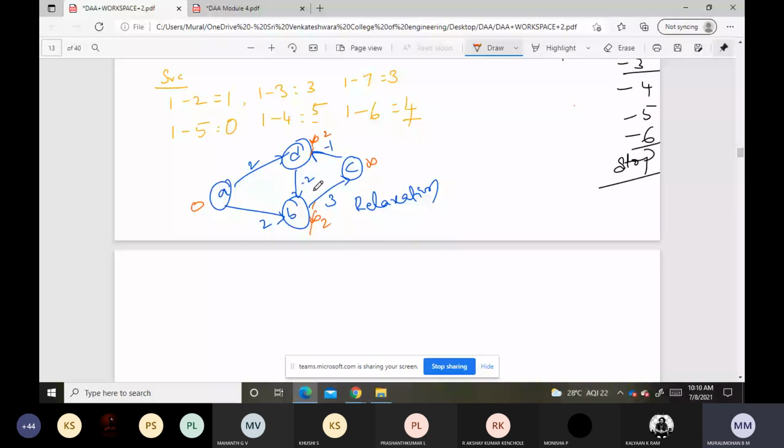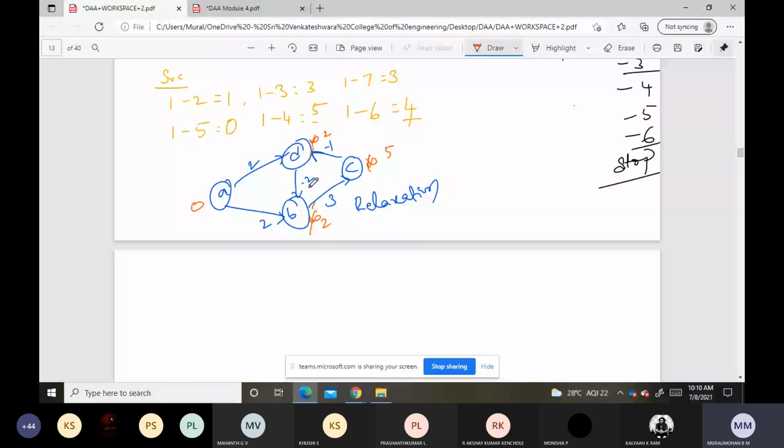Similarly, next up, B to C, let us update. So 2 plus 3, 5. Next C to D, let us update. 5 minus 1, 4 is less than, no, it remains unchanged. Next D to B, 2 minus 2, 0. Okay, first cycle is finished.